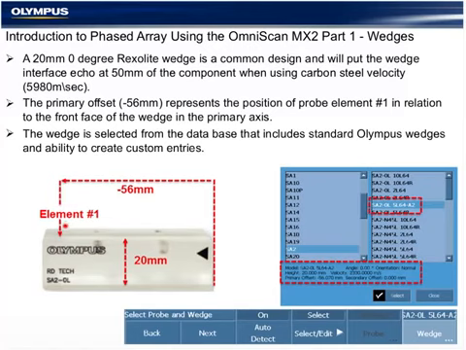We can flip-flop the probe. The velocity is a constant for Rexolite. The height of this first element in the wedge is very important for the software to be able to do the beam formation. The reference is very important for displaying data. It has nothing to do with the beam formation, but when the software knows that the position of element number 1 here is minus 56 millimeters from the edge of the wedge, the software can return data with the rulers and cursors in the correct position.